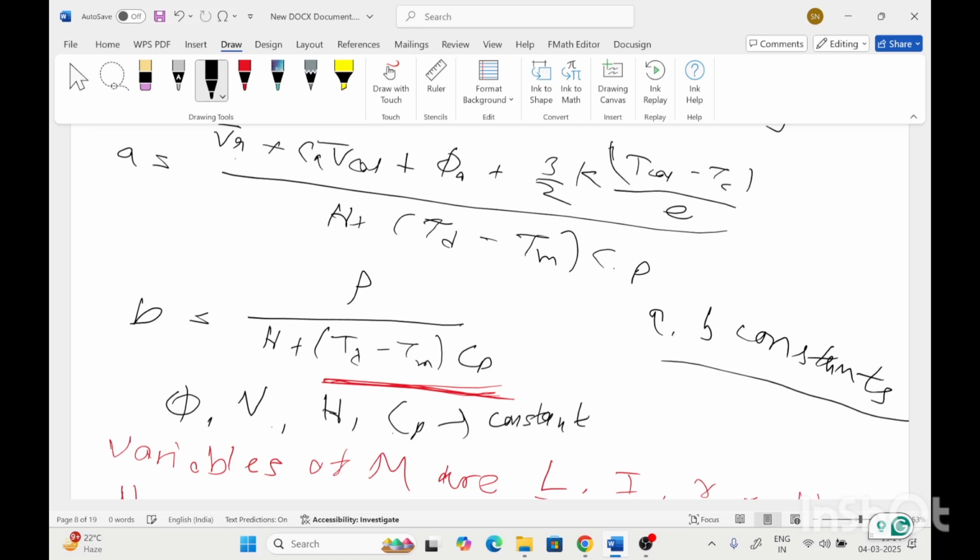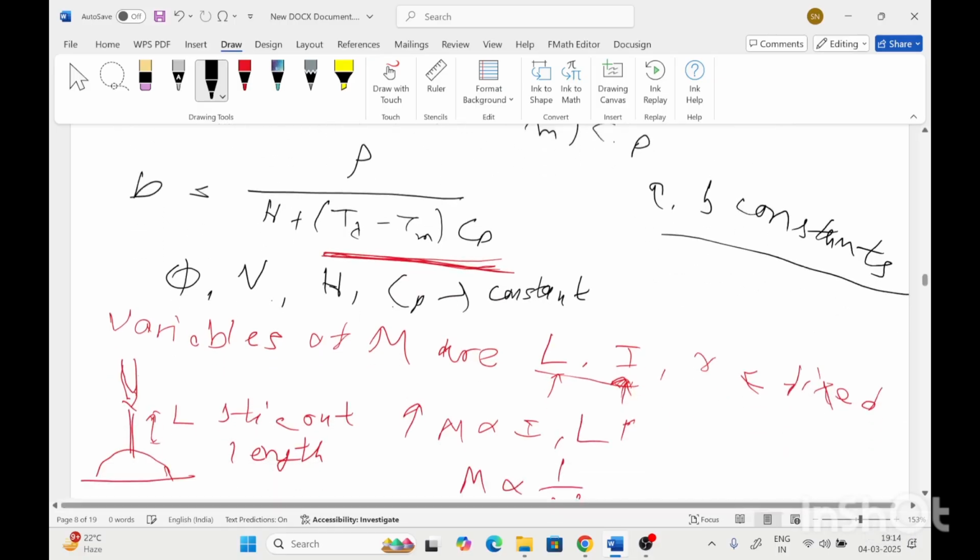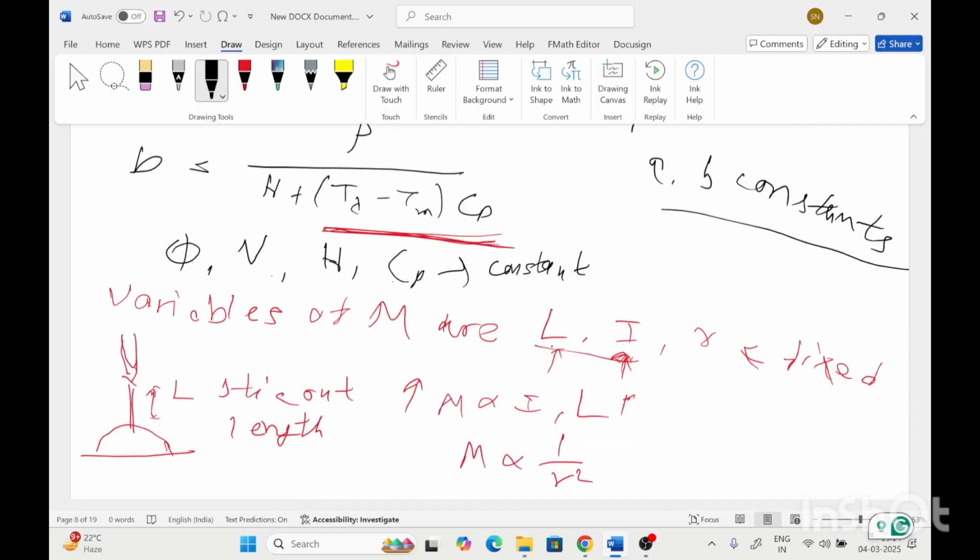So the variables available for the melting rate are L, I, and R. Here L is known as the stick out length of the electrode, meaning this is the electrode and this is the wire coming out from this electrode. So this length is known as the capital L stick out length, and R is the wire radius.